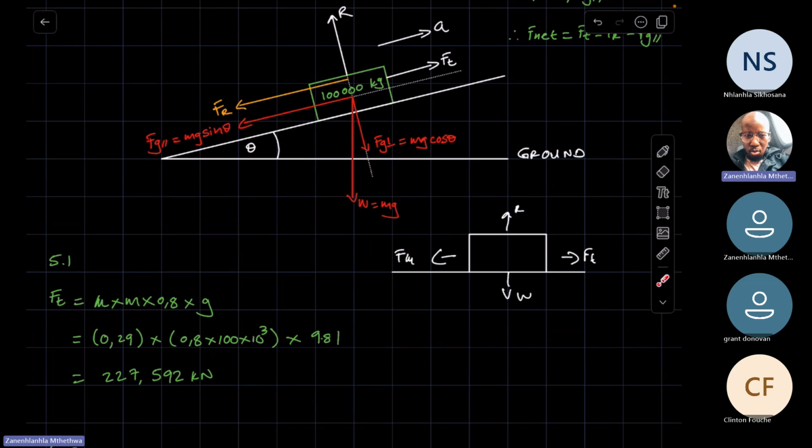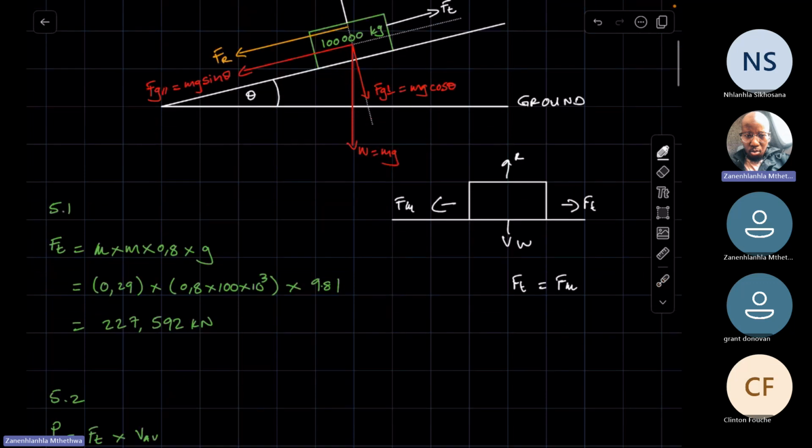If the object, now this is entry stuff, was moving at constant velocity, we would then say Ft, all forces going in one direction are equal to forces going in the opposite direction. Because remember, constant velocity means that you have dynamic equilibrium. That dynamic equilibrium means that the sum of forces going in one direction is equal to the sum of forces going in the opposite direction. Hence, for that case, Ft would be equal to F mu.